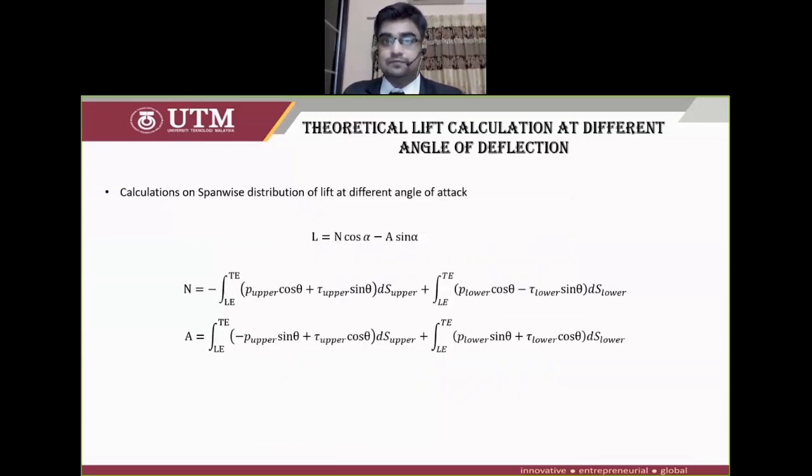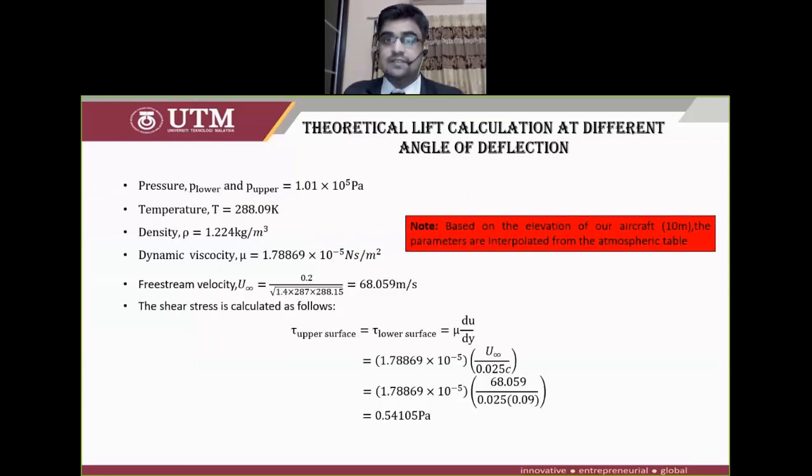However, such a formula is not fulfilled if axial force A and normal force N are not determined. To do so, the two formulas below the main formula are approached. In calculating the normal force and axial force, the following parameters are calculated as follows. The parameters are calculated by means of interpolation from the atmospheric table based on the elevation of the aircraft, which is 10 meters from the ground.